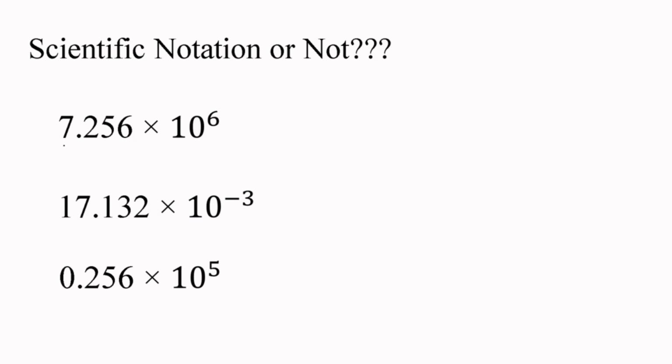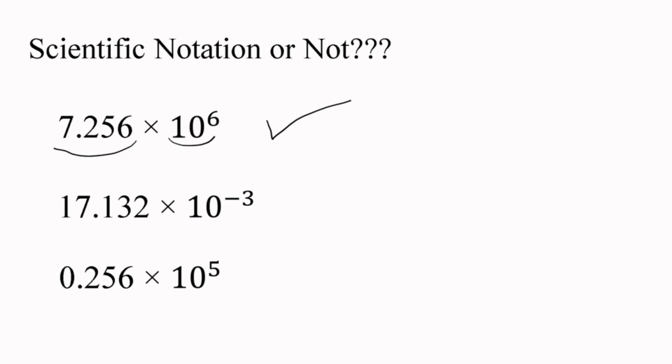The first example has two factors, okay? The second factor is a power of 10. So it is totally okay because we want a power of 10. Look at the first factor. It must show a number between 1 and 10. Is it correct? 7.256. Is it between 1 and 10? Yes, it is between 1 and 10. So it is in the scientific notation form.